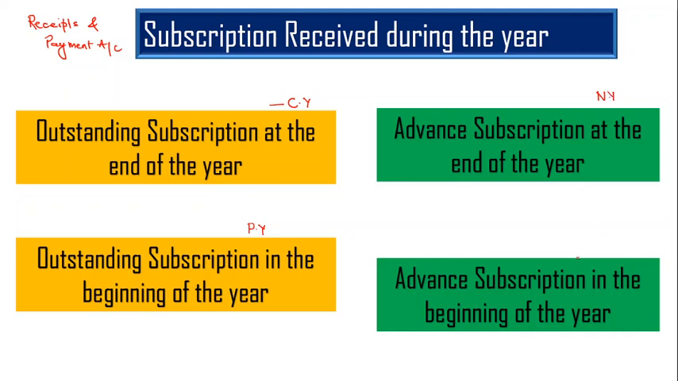And the advance subscription in the beginning of the year is what advance you received last year, which is actually the amount of the current year. So this is an amount of the current year. So if you understood this, it's very easy to understand that these are the current year amounts. So these amounts are supposed to be there in your calculation of current year subscription. So these are to be added.